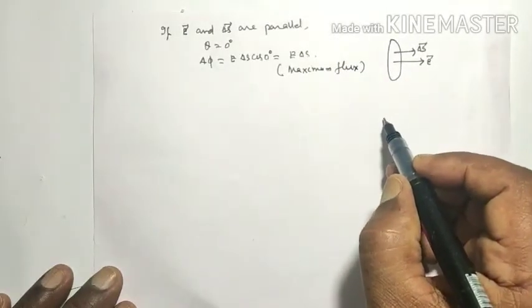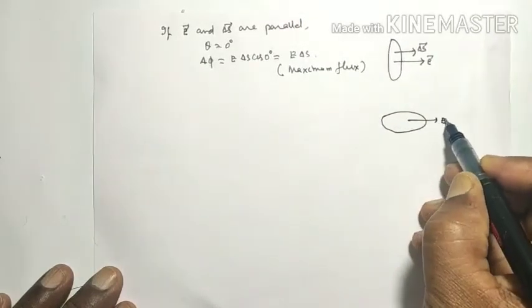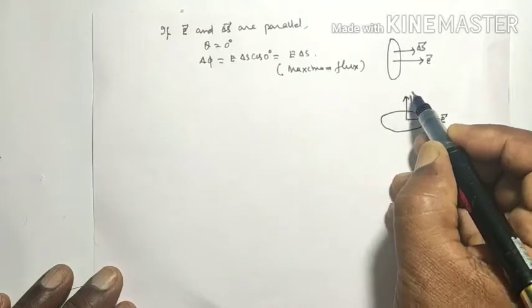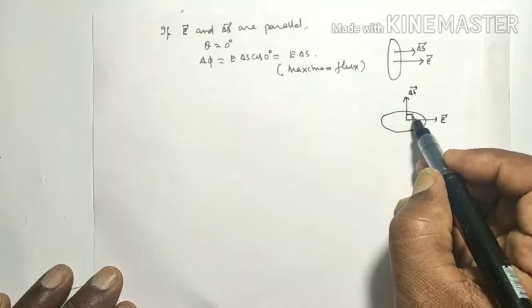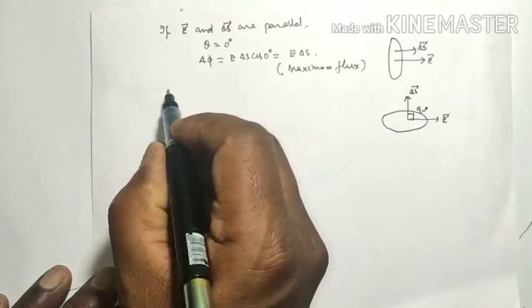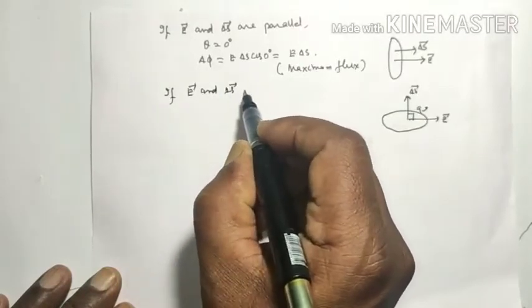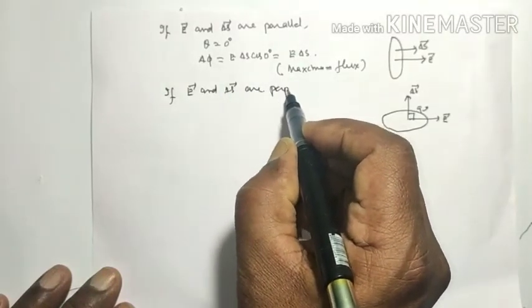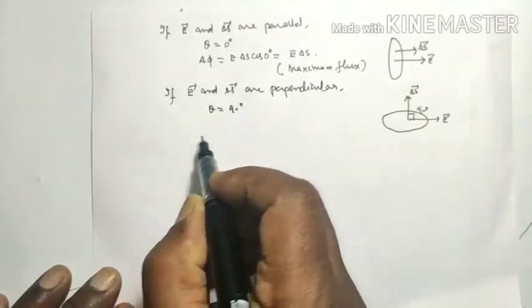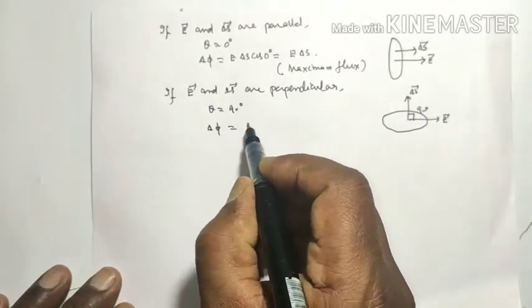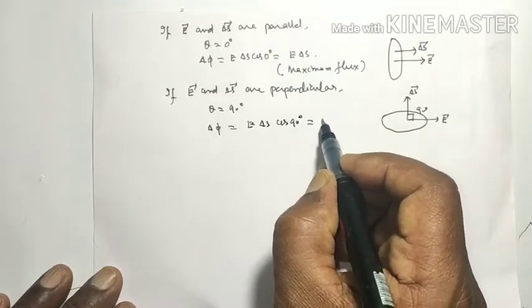If the surface lies in the field direction, then area vector is normal to the surface area, and angle between E and delta S is 90 degree. So in this case, E and delta S are perpendicular. Theta equal to 90 degree. So delta phi equal to E delta S cos 90 degree, that is equal to 0.